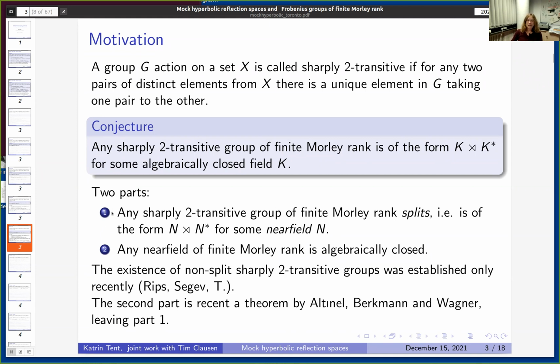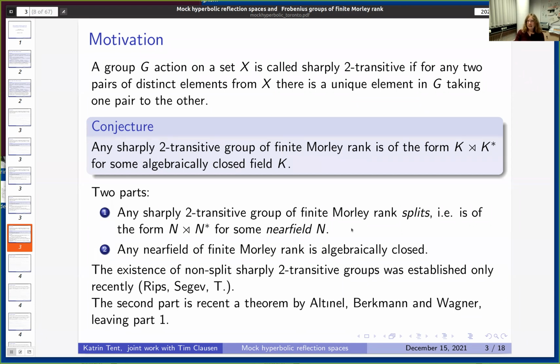And for the first part, until a few years ago, there were no other sharply two transitive groups known than those that were of this form. But recently, in joint work with Ilya Rips and Yoav Segev, and then with Ilya in characteristic 0, we actually produced non-split sharply two transitive groups that do not arise from near fields. So it would actually say something extra if for finite Morley rank this holds. It's not just a statement about near fields, but it's really a statement about groups.